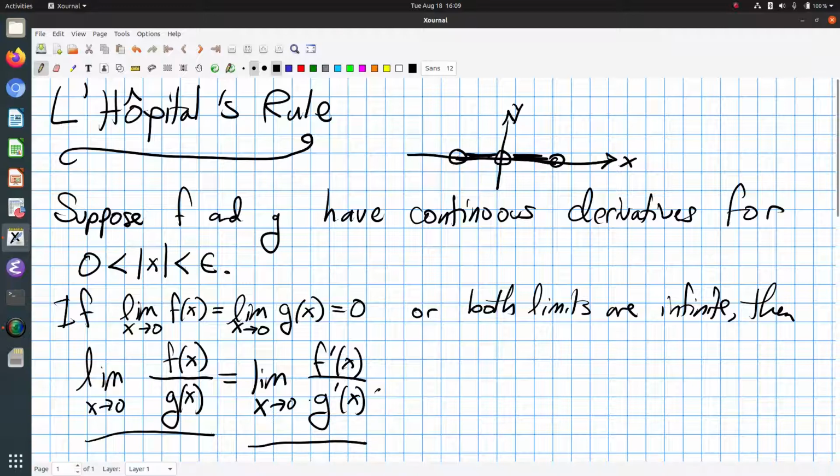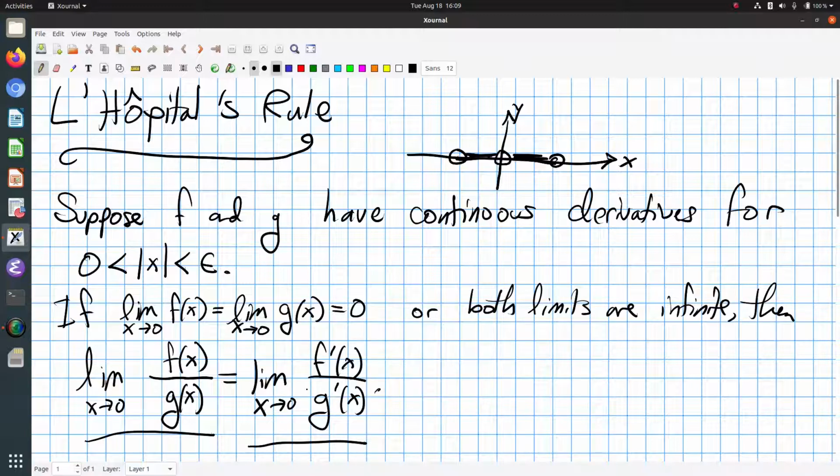What happens if it doesn't? Well, if I have 0 over something that's not 0, so f is 0 but g isn't, clearly that limit's 0. If g goes to 0 but f doesn't, then you've got some kind of infinity. If you have 0 over infinity or something over infinity, clearly it's 0, and infinity over something finite is clearly infinity. And of course you could have some limits don't exist situations as well.